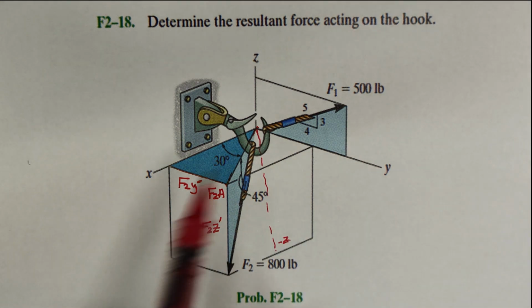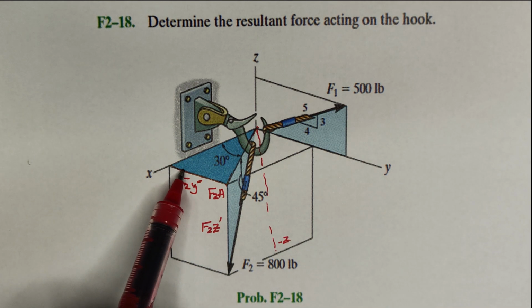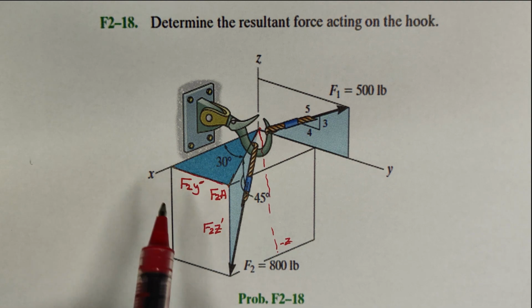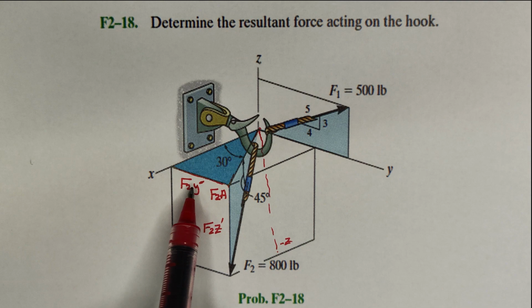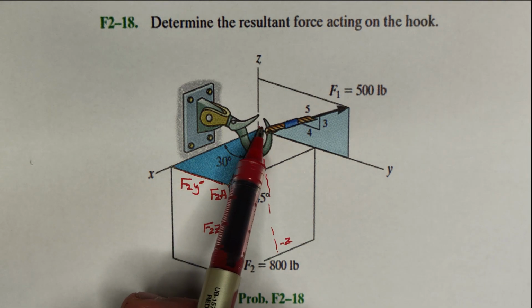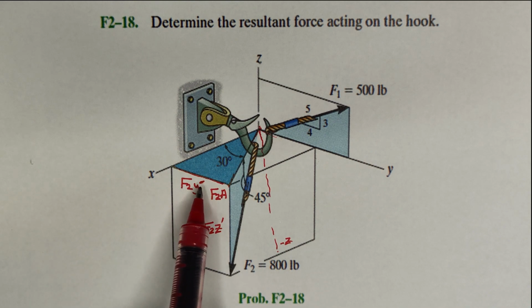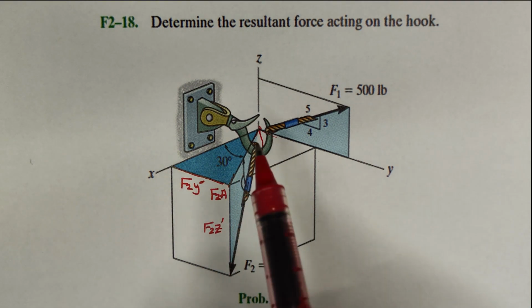For example, looking at this component here coming out of the x-axis, I name it F2y dash. Why did I name it F2y dash? It is parallel to the y-axis. This component here is parallel to the y-axis in there. Therefore, I named it F2y dash. You can name it anything that you like.